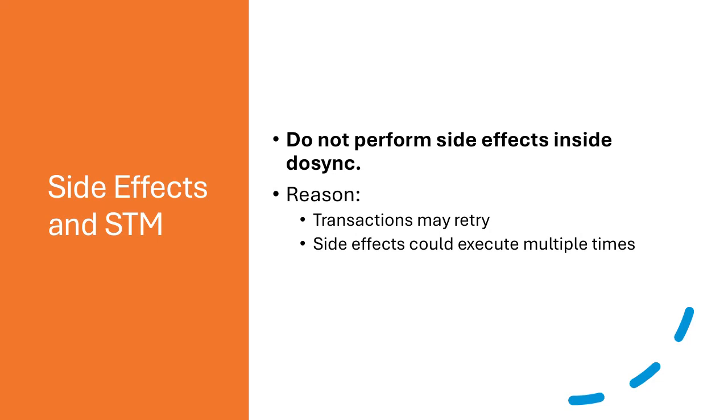When working with software transactional memory, it's important not to include side effects inside the dosync block. This is because transactions can be retried if conflicts occur, and any side effects inside the transaction might run multiple times unintentionally. For example, if you're modifying state and also triggering something like logging, sending a network request, or updating an external system inside dosync, these actions could repeat with each retry, leading to inconsistent or unwanted behavior. Keeping side effects outside ensures they happen only once and don't interfere with the transactional consistency or retry mechanisms.